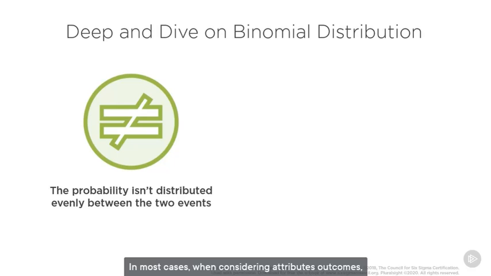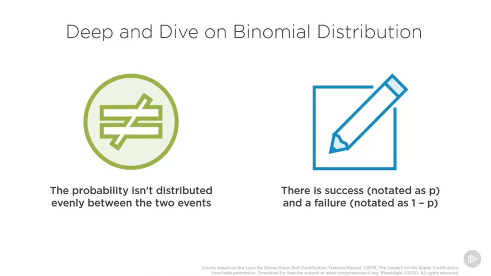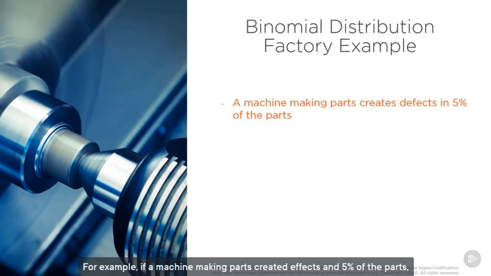In most cases, when considering attribute outcomes, the probability is not distributed evenly between the 2 events, as it is with a coin flip. Instead, there is a probability of success, notated as P, and a probability of failure, notated as 1 minus P. For example, if a machine making parts created defects in 5% of the parts, then you have 2 outcomes for each part made. Either the part will be defective or it will not be defective.